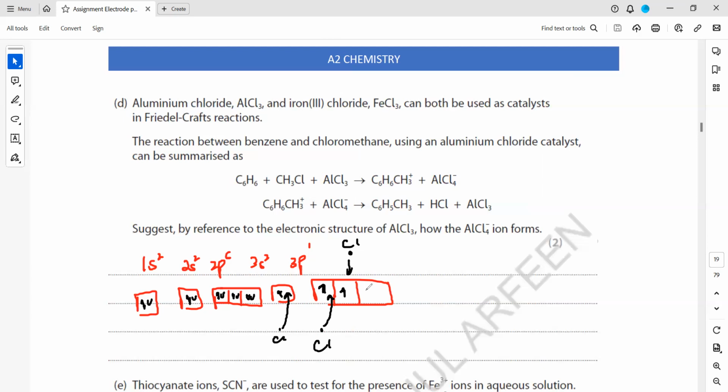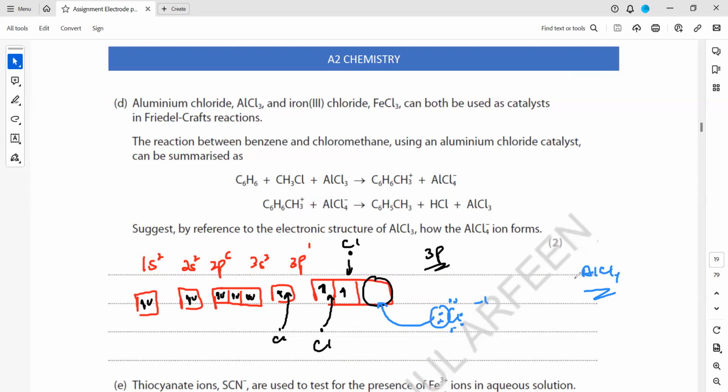So now these two are occupied, but what is left is this one. So there is an incomplete 3p orbital. As a result, if there is a chloride ion, which means it already has its extra electron, it will take both of these electrons and occupy this orbital. That's how AlCl4 can be formed.